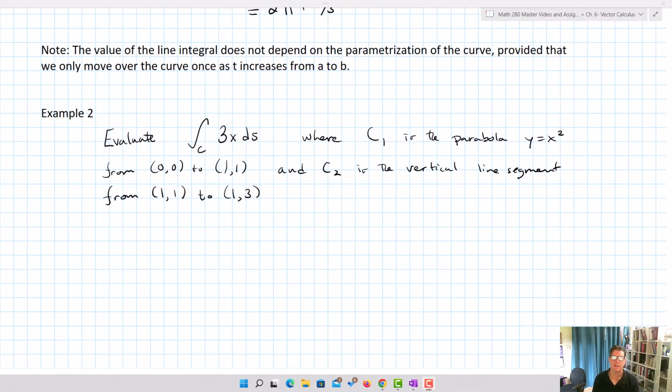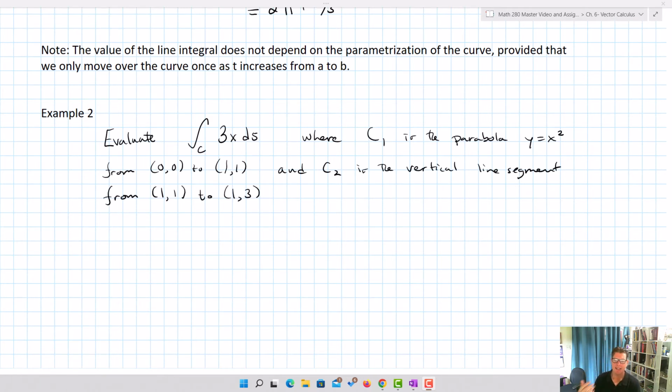So one thing for us to note is that the value of the line integral is not going to actually depend upon the parametrization of the curve, provided that we only have to move over the curve once as t increases from a to b. As long as we're not moving backwards and forwards along the curve, because if you move backwards and forwards, you end up subtracting out values for the integral. We also want to make sure that this curve is smooth, so that there are no holes in it, that we're looking at something pretty continuous.